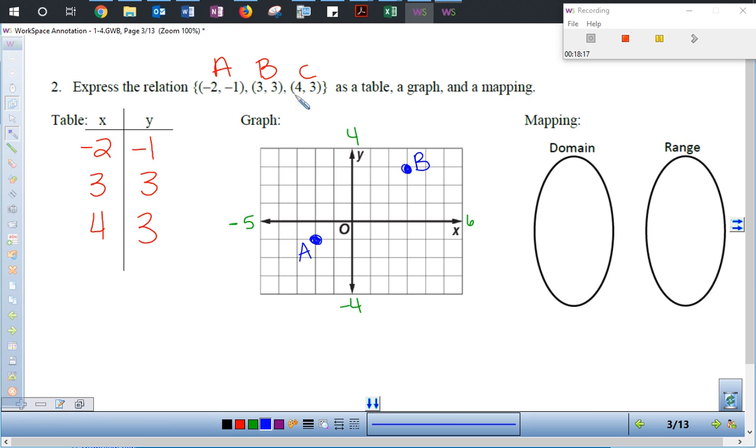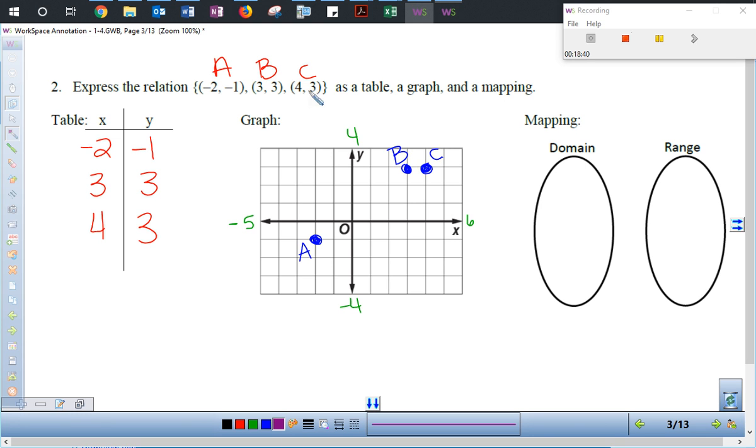And then (4, 3). So I need to move that B. I'll put that B over here. (4, 3). So x value of 4, y value of 3. Put a point, label it C. So we've taken our relation and expressed it as a graph.